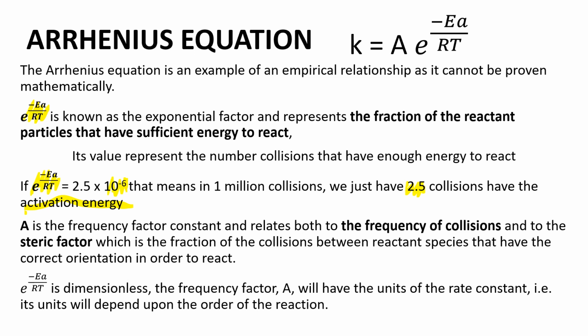So the frequency factor A will have the units of the rate constant. The unit for A is based on the unit for k. If you think back about k, we already found out the unit for k based on the order of the reaction. So we always have to consider that when we are aiming at finding the unit for A.